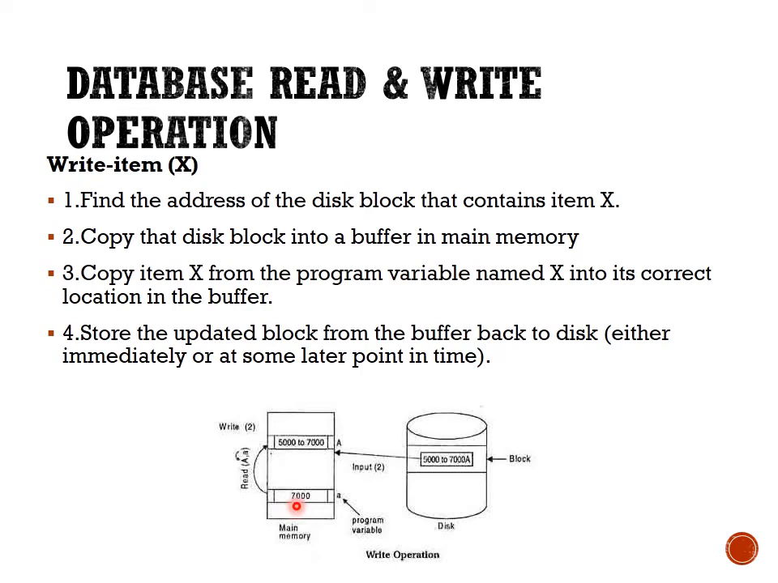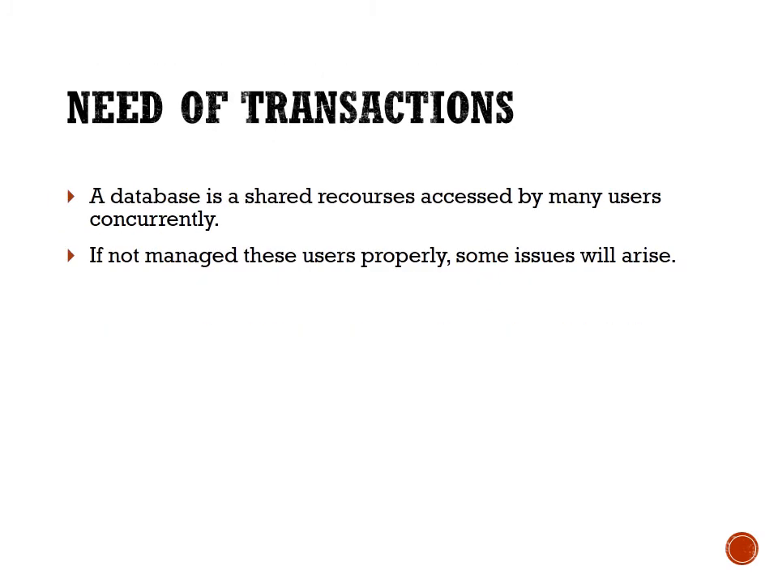Then copy the value from the program variable and place it into the correct position within the buffer. That is, here you have to store the program variable A with the value 7000 into the correct location within the buffer. Then update the value from 5000 to 7000. Then write this updated value back. This is how the write operation works.